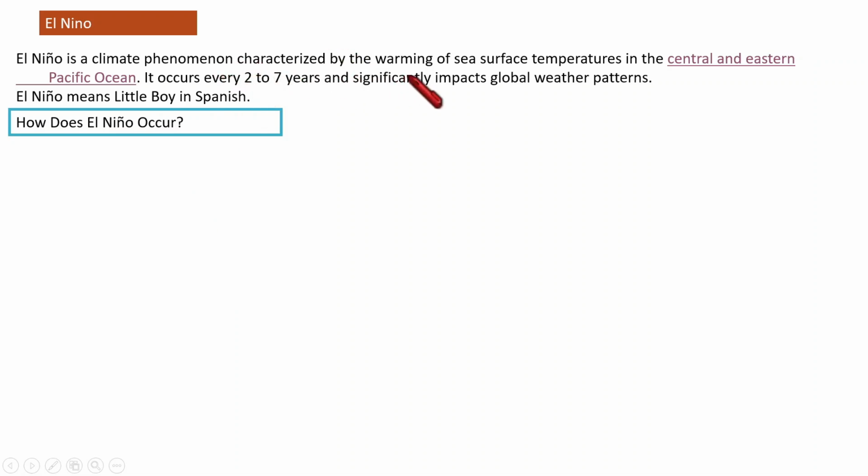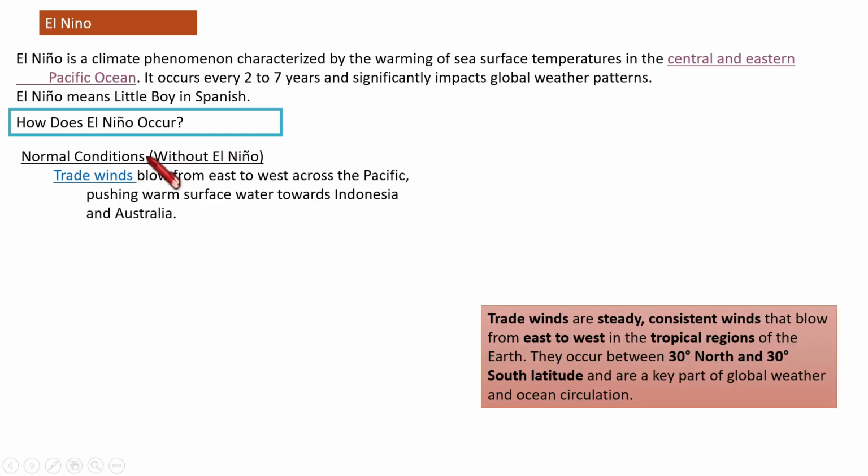Now that we have a small idea of what is happening, next we are going to see how this El Nino is forming. Before understanding that, we need to understand the normal condition of the ocean without El Nino. For understanding El Nino or La Nina, we need to understand trade winds, a particular type of wind that blows from east to west across the Pacific. I will just show you trade winds.